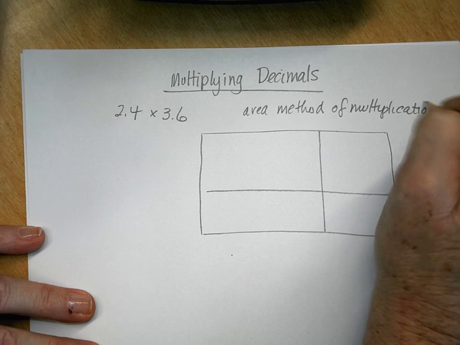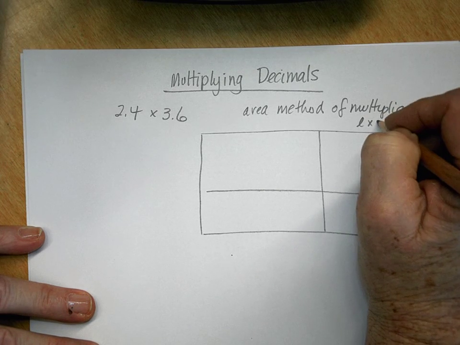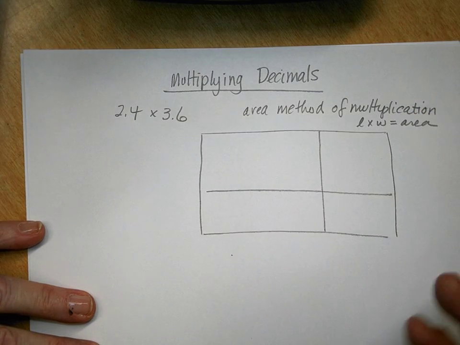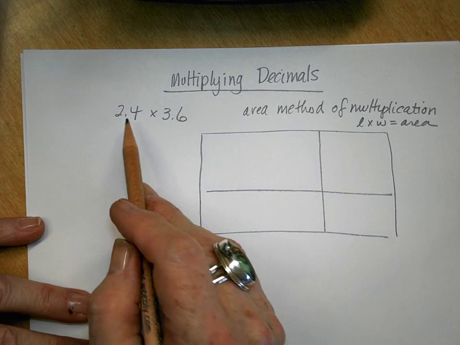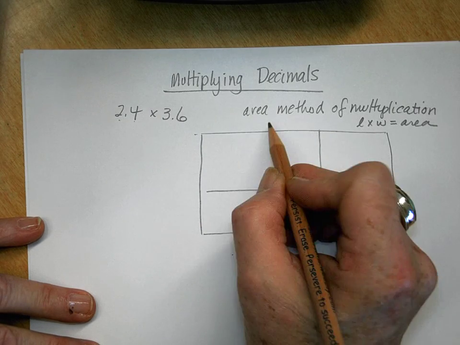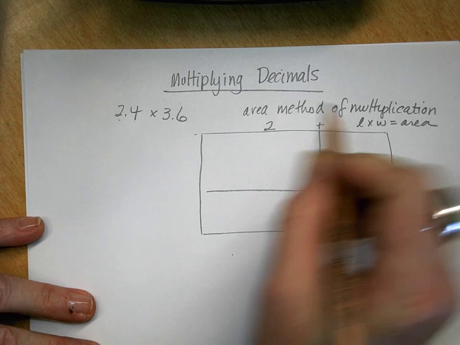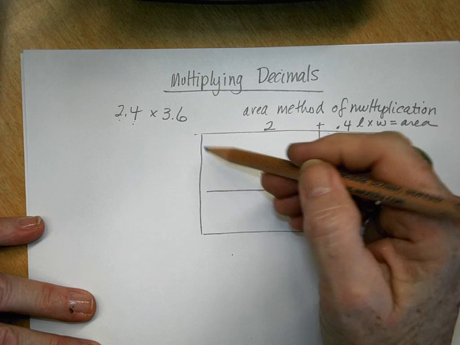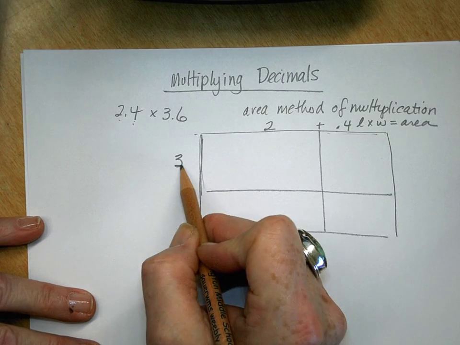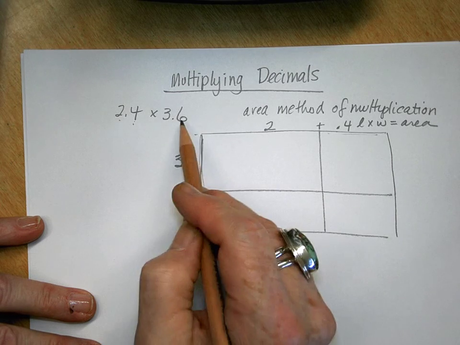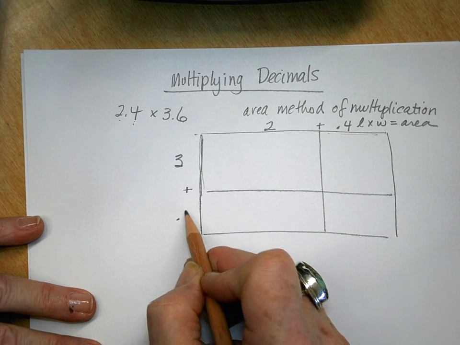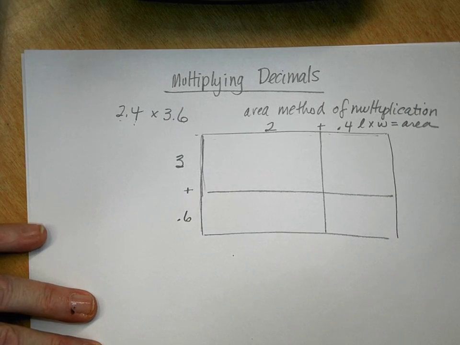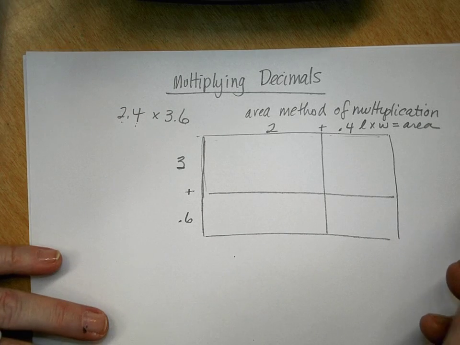To find the area of anything, I know length times width equals my area. So basically what I'm going to do is multiply 2.4 and have this length represent 2 and this length represent 4/10. On this side, this length will represent 3 and this length will represent 6/10. I don't worry that they don't look the right length. That's not important. What's important is the labeling of the sides.